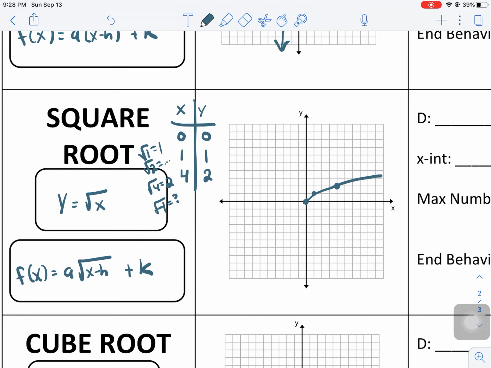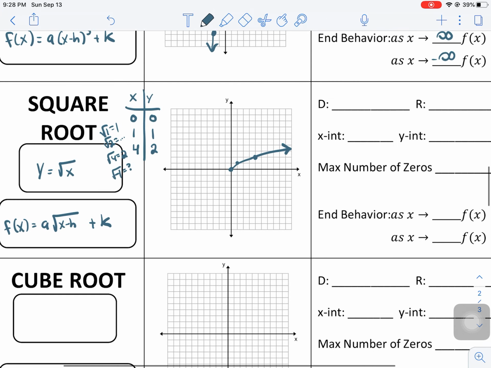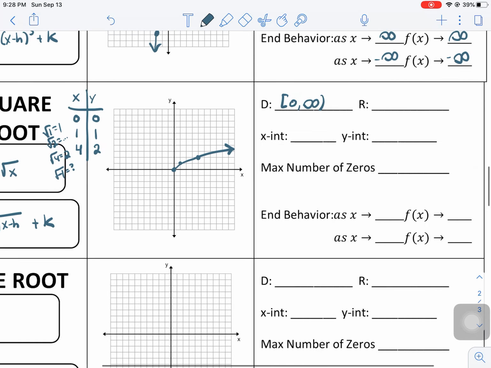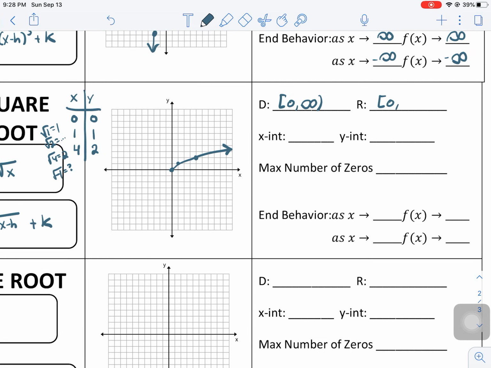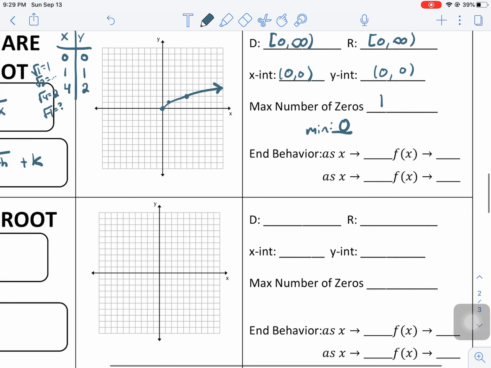So it looks like this. And then our graph should look like half of a parabola on its side. Domain here, we start at 0. We go to positive infinity. Range, we start at 0, and we're going to positive infinity. X-intercept is (0, 0). Y-intercept is (0, 0). The max number of zeros here is 1. We also have a minimum number of zeros here, which is 0.